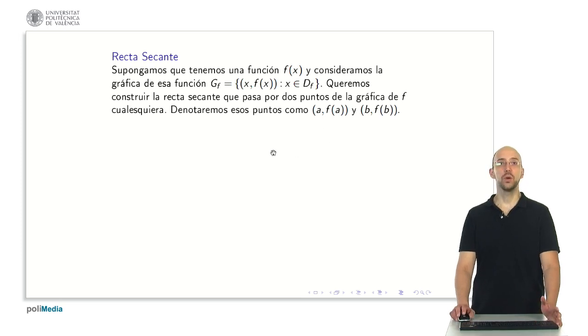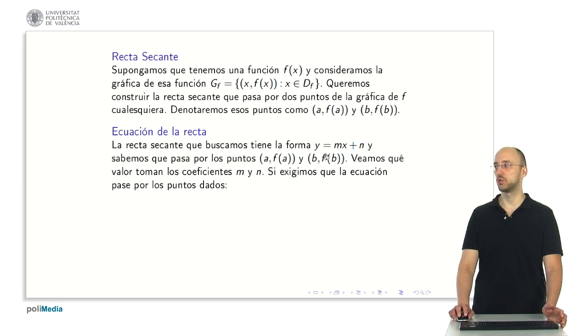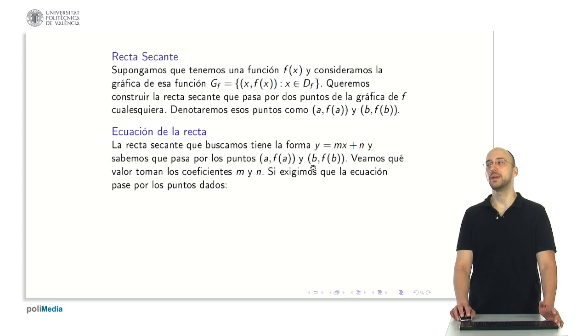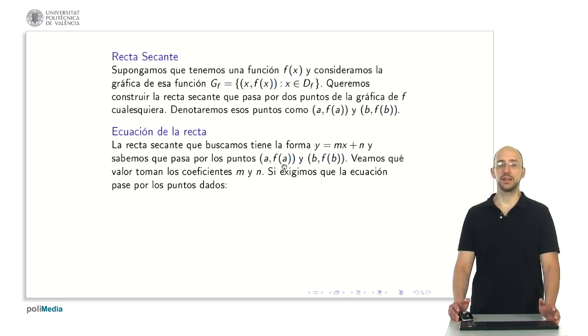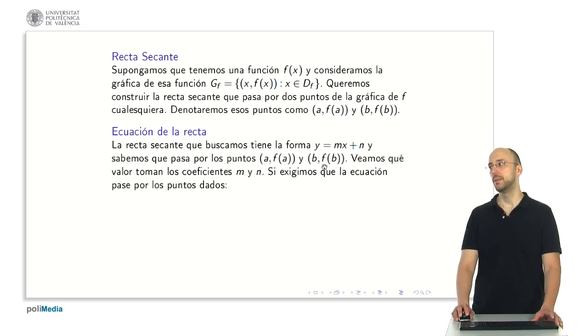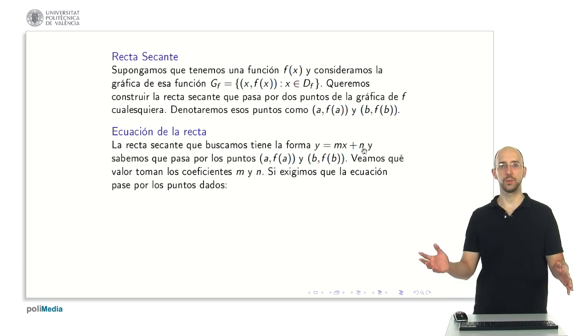To construct a line that passes through these 2 points, we use the general equation of a line and ensure it goes through the points a, f of a, and b, f of b. I've used parameters a and b instead of specific numbers to keep it general, but we can work with numerical examples later if you prefer. Let's determine the values of m and n, which is my objective. As a reminder, the equation of the line is y equal to mx plus n, where m represents the slope and n represents the ordinate at the origin.